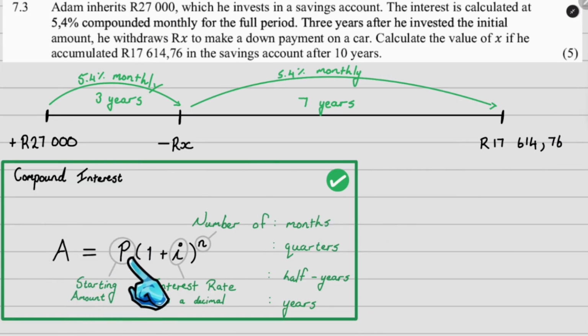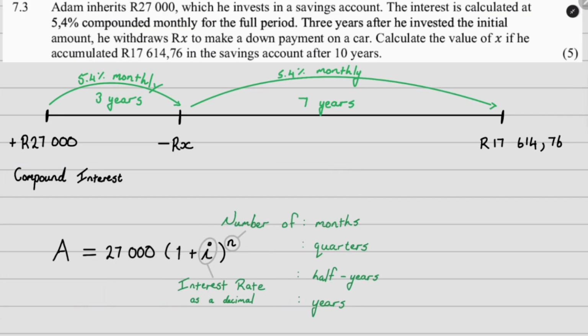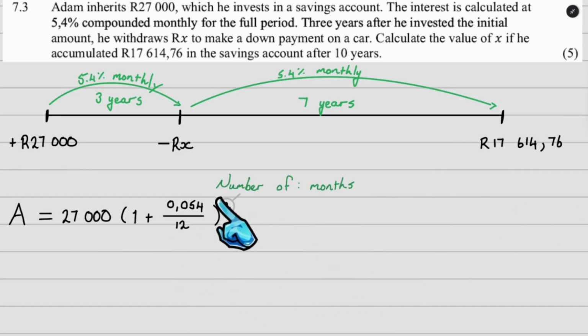My starting amount P is 27,000, so I'm going to put that in P's place. Now the interest rate must be a decimal, and I've got to divide it by 12 because it's being compounded monthly. So let's get that accomplished over here. And then because we're compounding monthly, we've got to put the number of months in n's place. So in 3 years, there are 36 months because there's 12 months per year. Once again, all these mental calculations, use your calculator to triple check them.